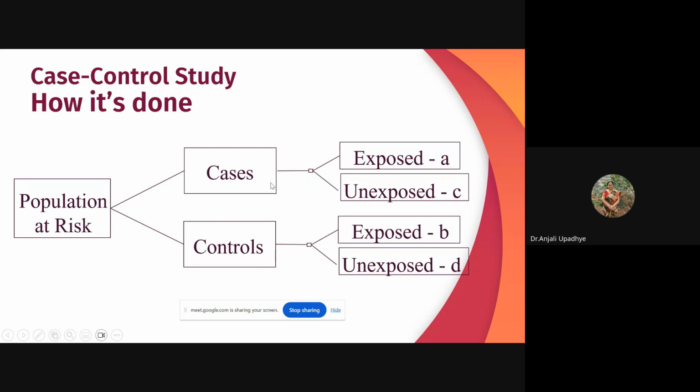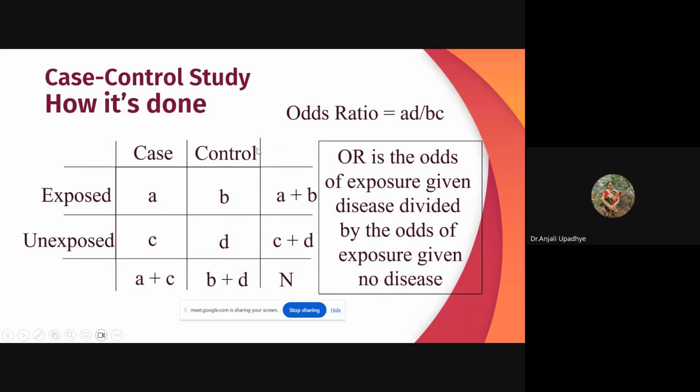So, how is a case control study done? Population at risk, I have already explained. Exposed cases are A, exposed controls are B, unexposed cases are C, and unexposed controls are D. So what is the odds ratio? AD upon BC. AD upon BC is the odds ratio, and with the odds ratio we can find at what risk the disease will spread.